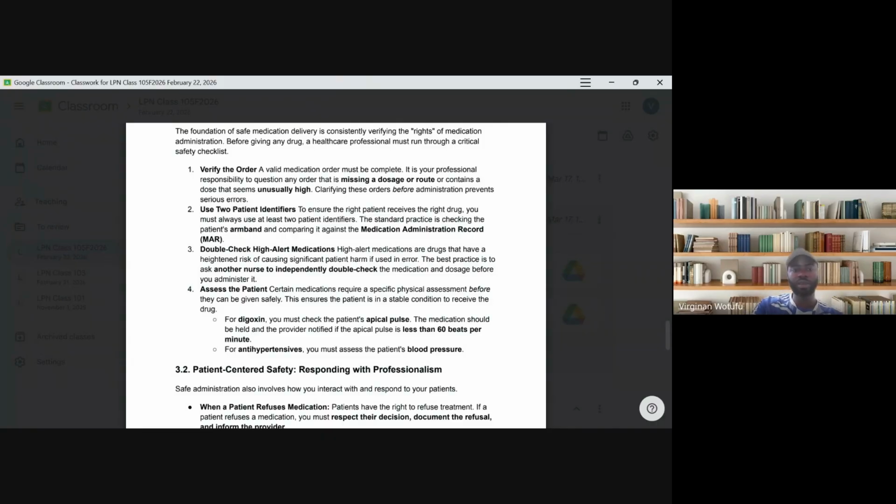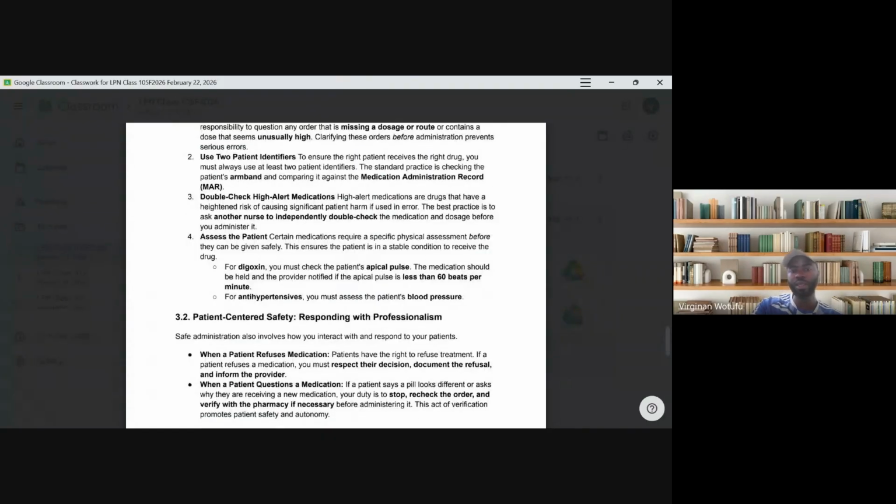Now let's look at patient-centered safety, responding and professionalism. How do you handle medication administration with patients and respond professionally? During administration, you might be asked a question, or a patient might refuse the medication you're administering. What do you do in that aspect?